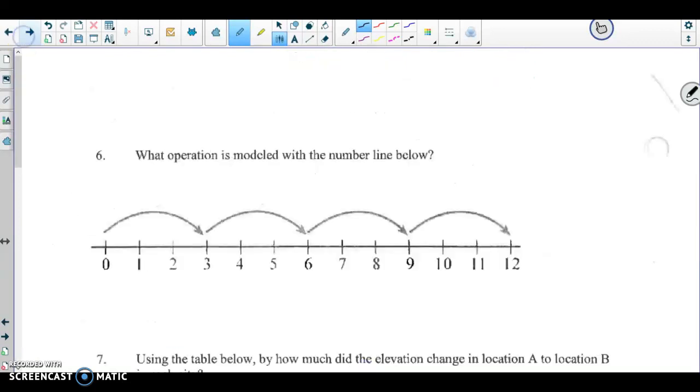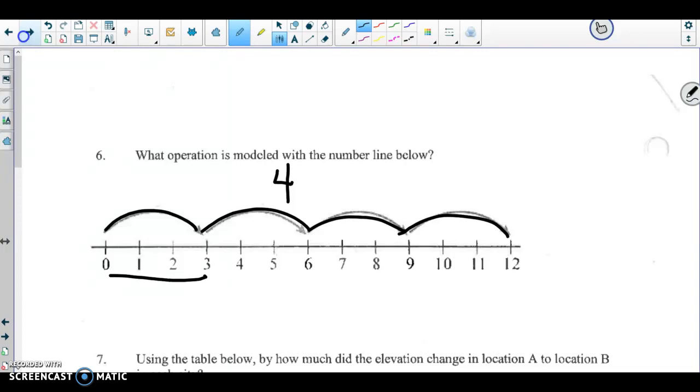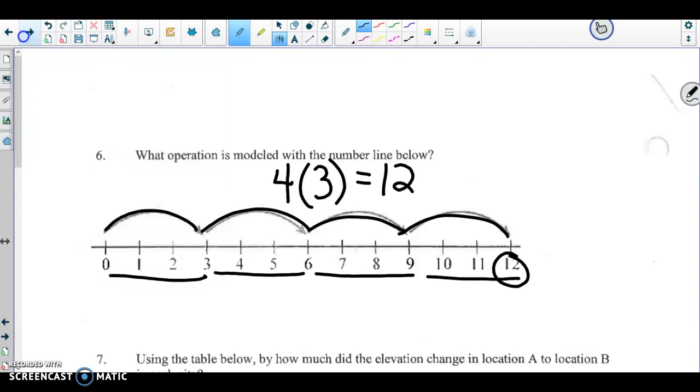All right. Number 6, what operation is modeled with the number line below? Well, we've got these jumps. I have one jump, 2, 3, there's 4. So there's 4 jumps, or 4 groups of how much in each group? Well, this one is 3, 3, 3, and 3. So 4 groups of 3, which ends up, because 4 times 3 gives us 12. And yes, that's where we ended up.